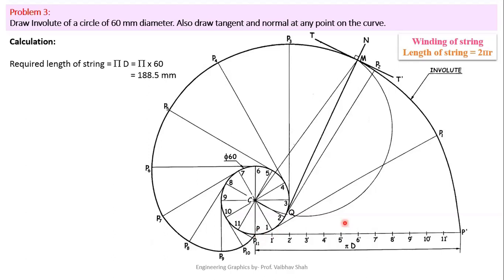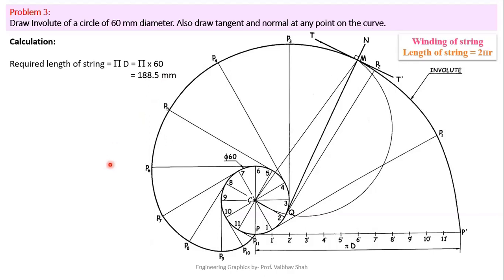This is the point. After getting all these points, you have to start joining the procedure from this point P0 or P dash like this: P dash, P1, P2, P3, P4, P5, P6, P7, P8, P9, P10, P11 and point P. So this is nothing but your involute of a circle.